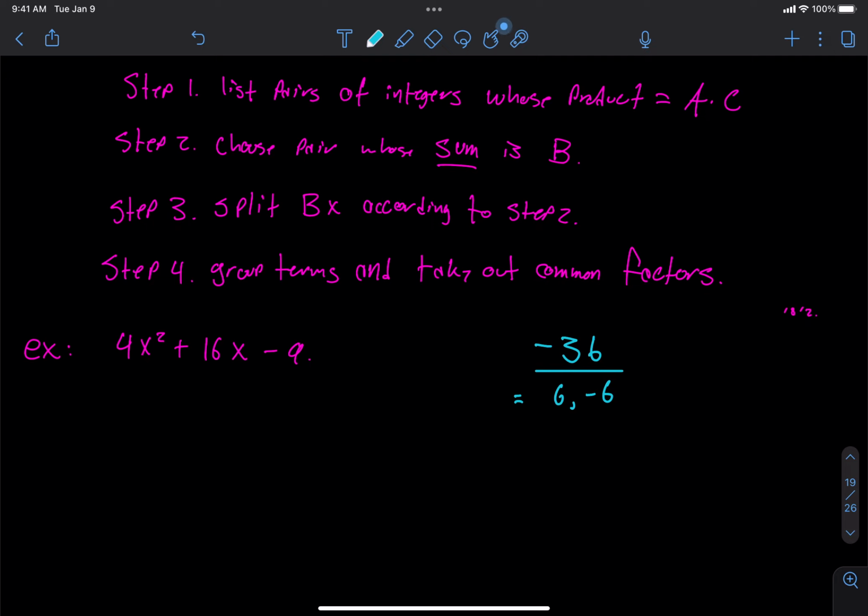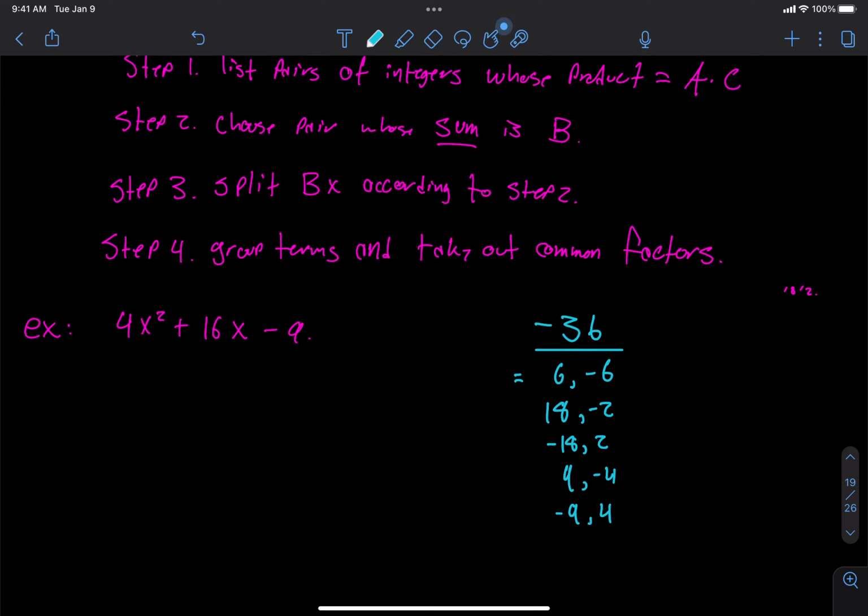Sorry about that. Okay, what other factors of negative 36 do we have? 18 times negative 2. Yeah, we got 18 and negative 2, and also the reverse, right? Negative 18 and 2. And then what else do we have? How about the 2 that we started with? 9 and negative 4, or negative 9 and 4? Any others? Negative 12 and 3. Very good. Negative 12 and 3. And the other way around, 12 and negative 3, right?